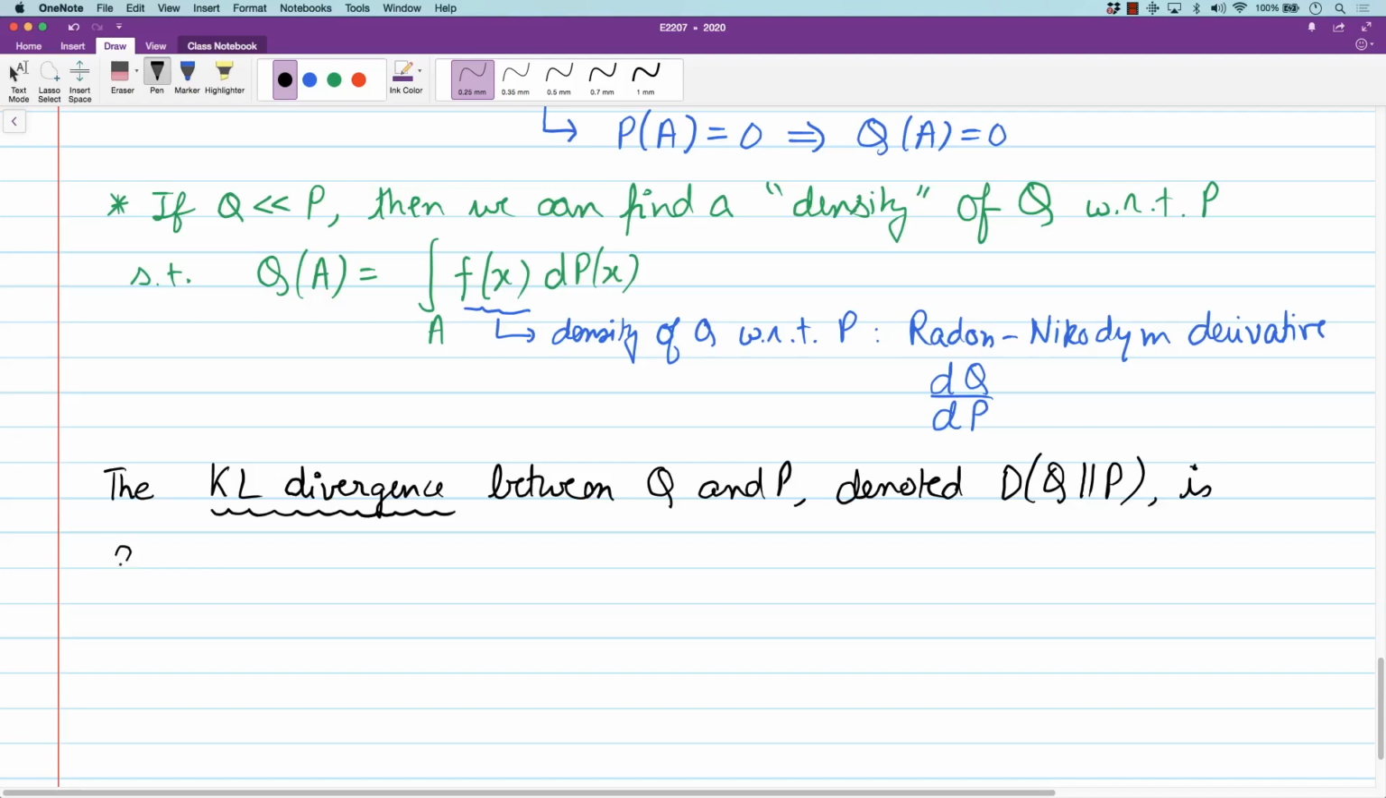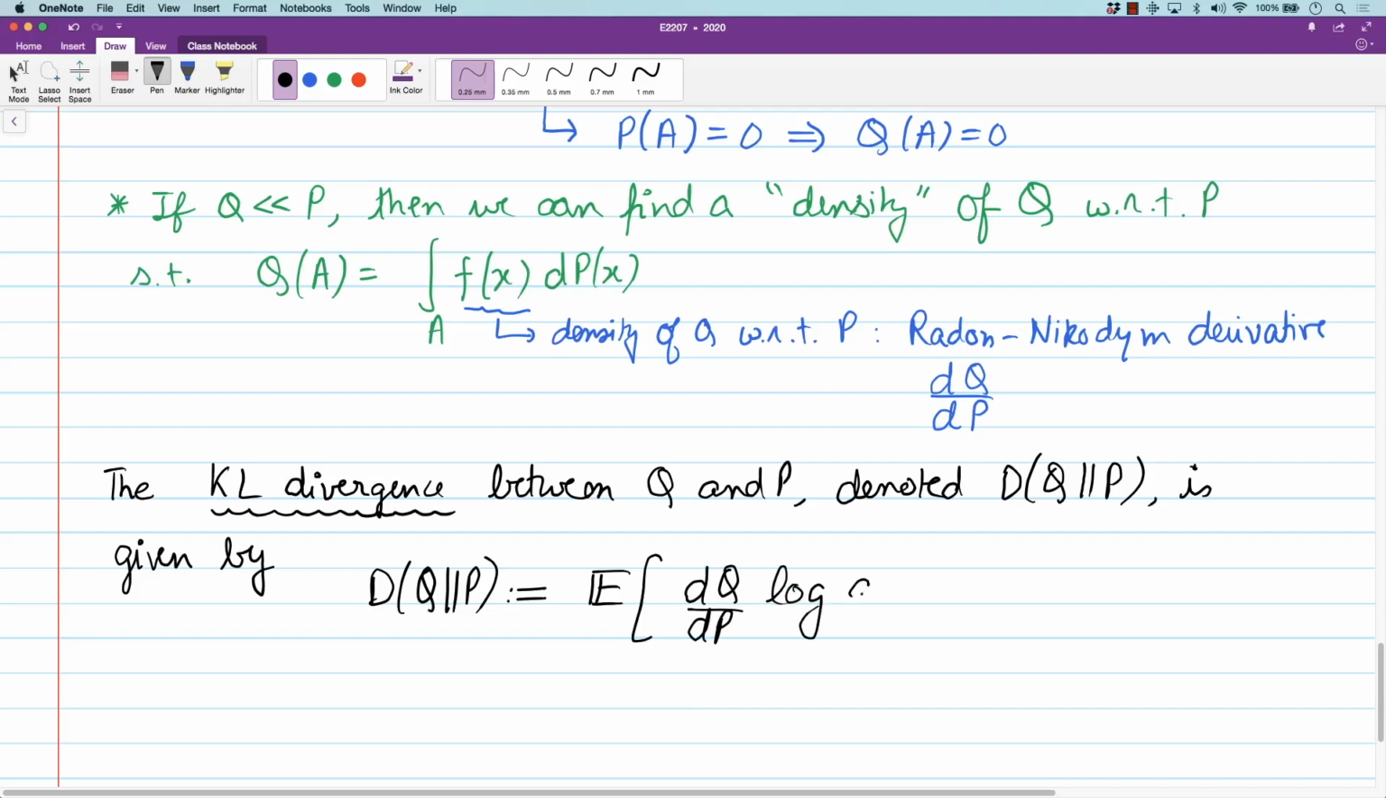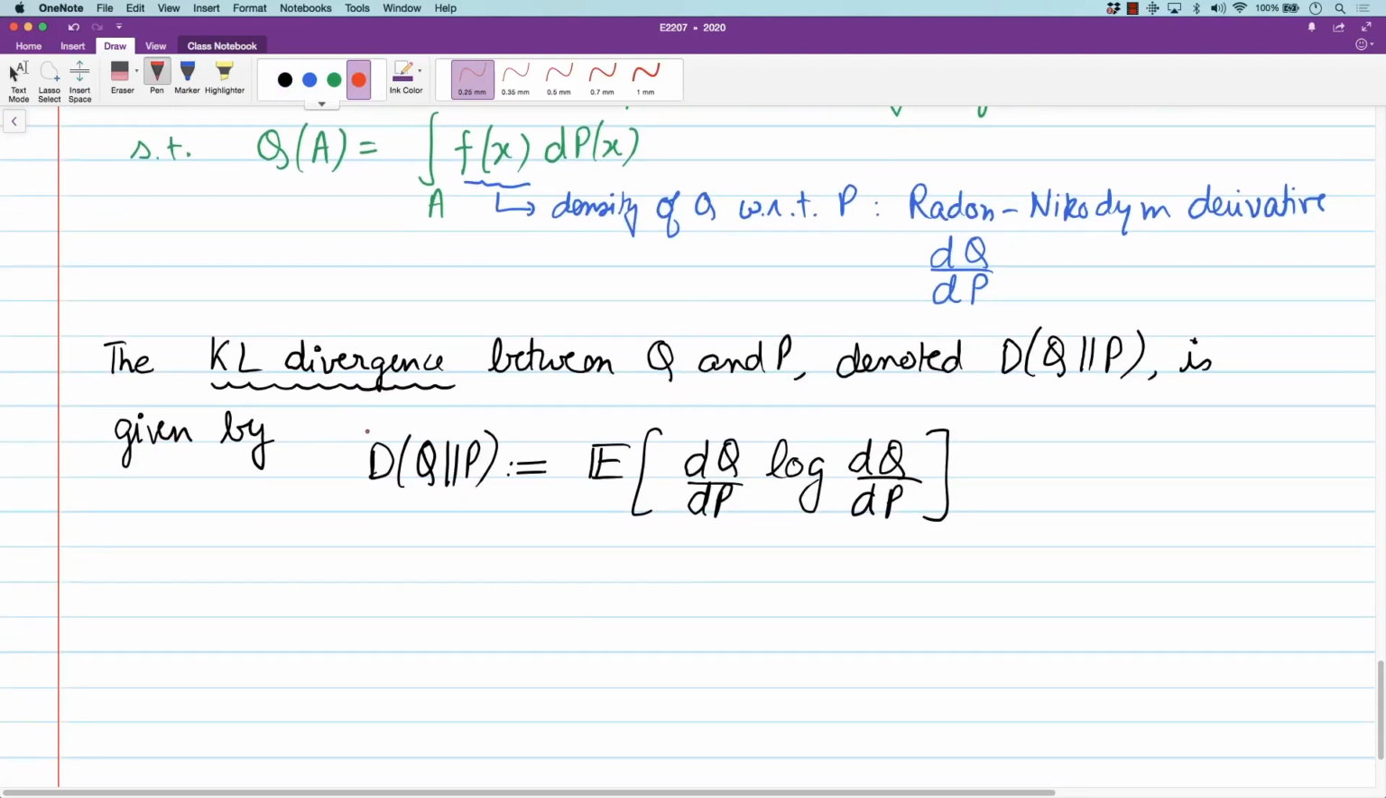It is given by d_KL(Q, P) equal to the expected value of dQ by dP, this density random variable, times log of dQ by dP. That's the definition. Okay, that's the definition of Kullback-Leibler divergence.